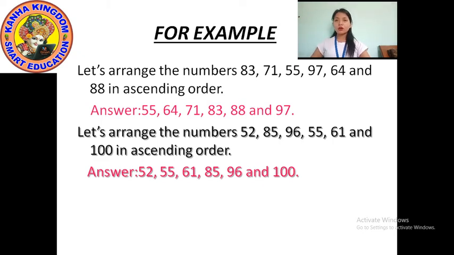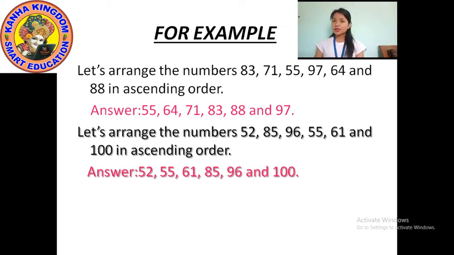Okay, now we are going to arrange these numbers in ascending order. We have to check which number is the smallest of all of them. Okay, we will check. 52, right? 52 is the smallest number in 52, 85, 96, 55, 61 and 100. After 52, which number is smallest? 55, right? Okay, after 55, which number is it?